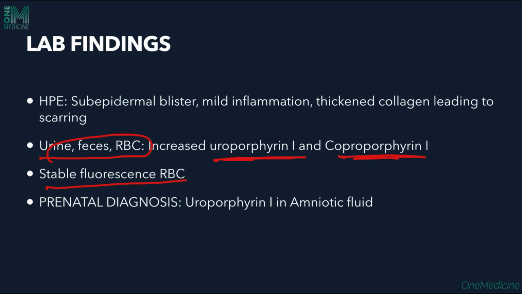Prenatal diagnosis can be done using uroporphyrinogen 1 estimation in the amniotic fluid. Again, an important thing to be noted here.